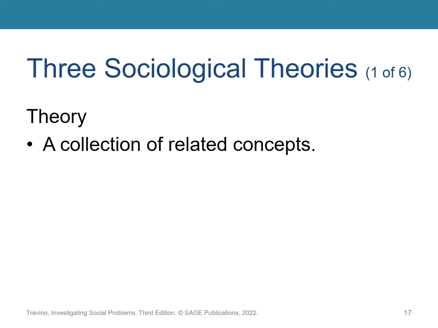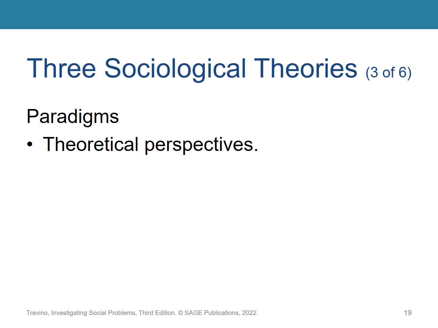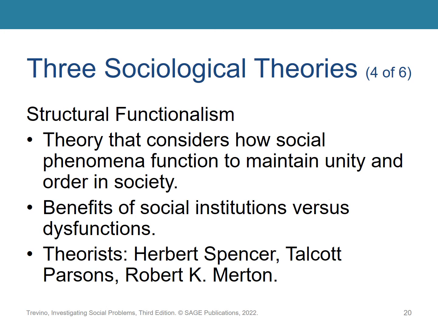A theory is just a collection of related concepts. Concepts, of course, are ideas sociologists have about aspects of the social world, and they are the building blocks of theories. And then you have paradigms, which are theoretical perspectives. Then we talk about structural functionalism, a theory that considers how social phenomena function to maintain unity and order in society, the benefits of social institutions versus dysfunction.